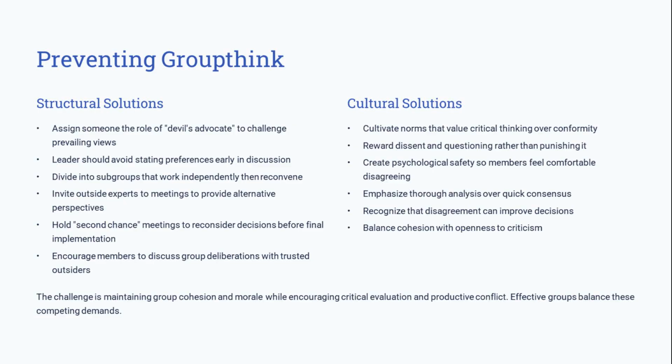Preventing groupthink involves structural and cultural solutions, encouraging critical thinking and open discussion. Assigning a devil's advocate, inviting outside experts, and rewarding dissent are strategies to challenge prevailing views. Balancing cohesion with criticism is essential for effective group decision-making, promoting healthy group dynamics and preventing flawed decisions.